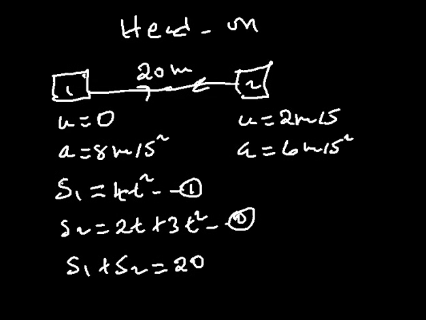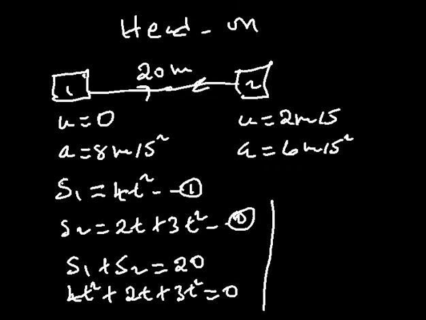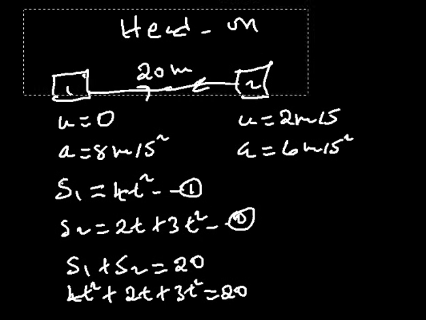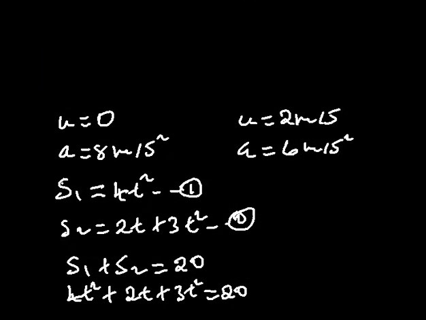So if that is the case, then you have to substitute what S1 and S2 are. S1 is given as 4t square. And how about S2? We have it as 2t plus 3t square, and the sum should be equal to 20. Having the like terms together, we have 7t square plus 2t minus 20, which is equal to 0.